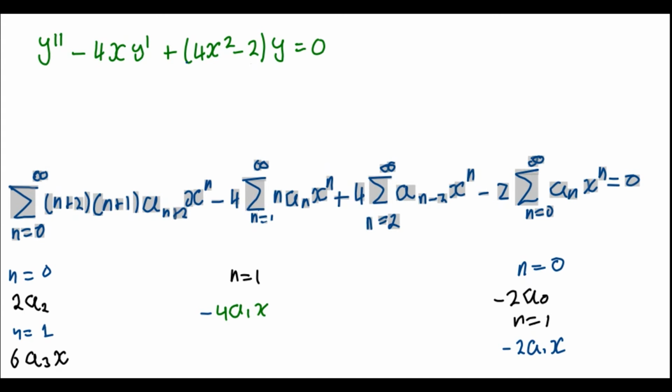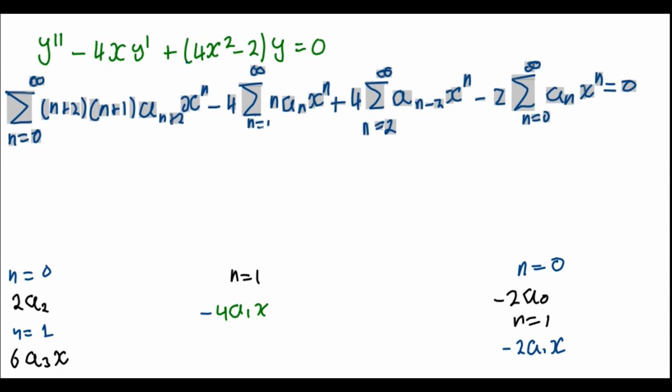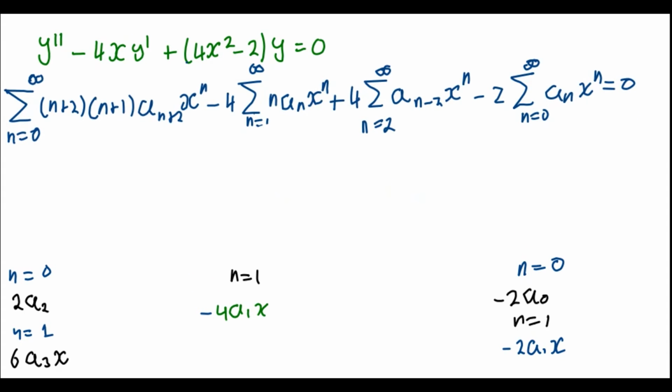I'll just move it a bit up. But now what changes is that this will start from 2, this will also start from 2, this will also start from 2. Okay, so meaning this will be n is equals to 2, n is equals to 2, and n is equals to 2 right here. Okay, which is what I wanted to do in the first place.